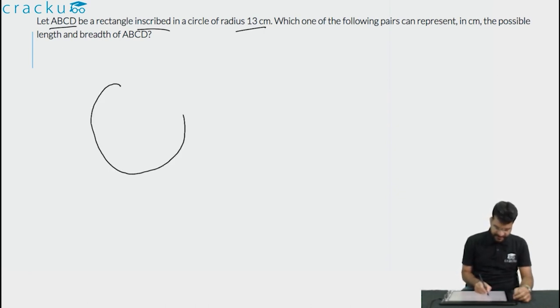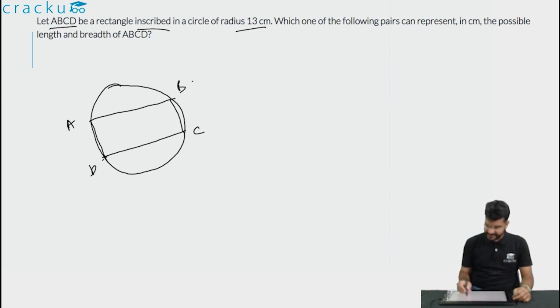In this question, it is given that ABCD is a rectangle which is inscribed in a circle of radius 13 centimeters. So let us first draw the circle. Once you draw the circle, you draw the rectangle in the circle. Now this is the rectangle. Let this be A, B, C and D.